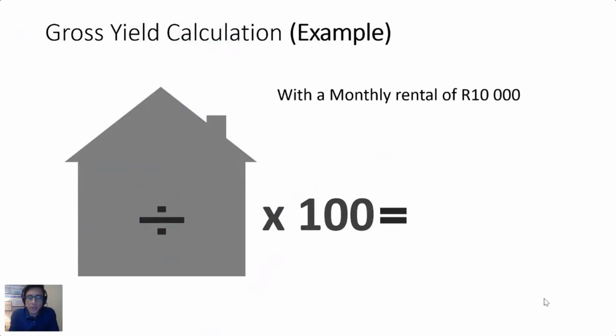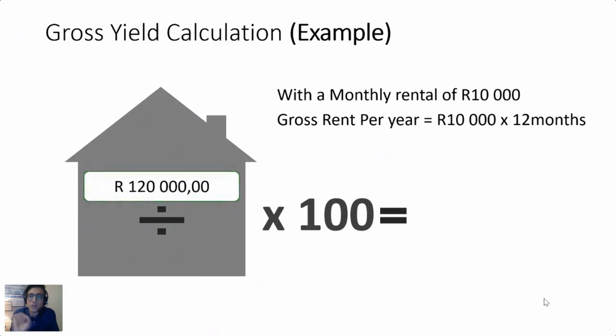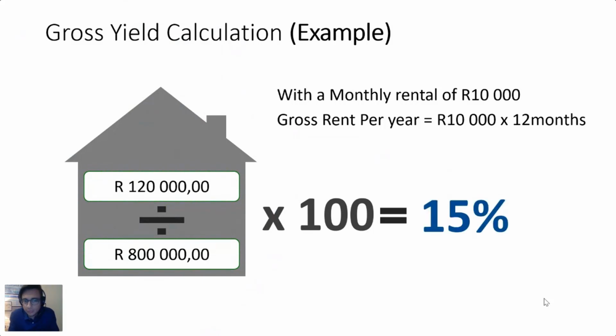So here's a quick example. Let's imagine you've got a property with monthly rental of 10,000 Rand per month. Your gross rent per year is 10,000 times 12, which gives you 120,000 Rand. That's your gross annual rent. Let's say this property is being sold for 800,000 Rand. That's the purchase price. 120,000 divided by 800,000 times 100 gives you a percentage of 15%.